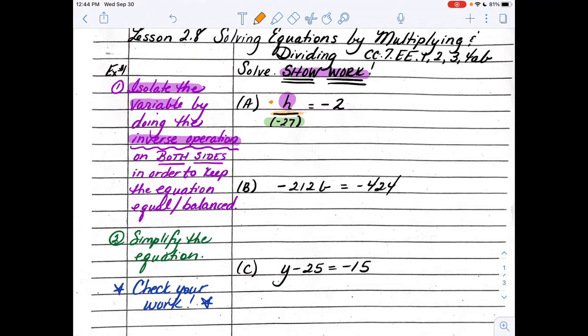So I need to multiply both sides by what I'm trying to get rid of, which isn't just 27, it's negative 27. And you will see that I did not create a zero pair. Negative 27 divided by negative 27 is not 0. It's actually a giant 1. And that 1 times h is just h.